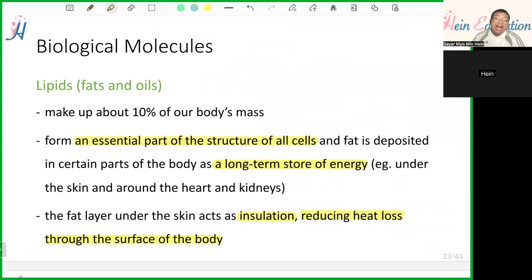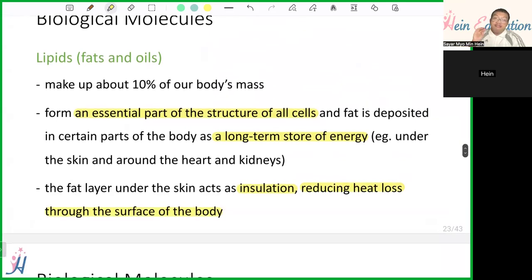So now we can see that fat, yes, of course, can lead to obesity if we consume more than our daily requirement, but it is also an essential part of our cell structure, especially the cell membrane. It is also important as energy storage, a long-term source of energy under the skin or around the delicate organs in our body. And the fat layer under the skin can act as an insulator, preventing heat loss through the surface of the body. So those are the functions of fats and oils, or let's say lipids, in our body.